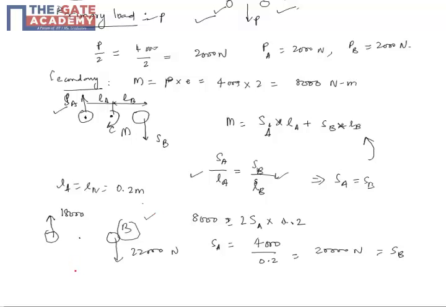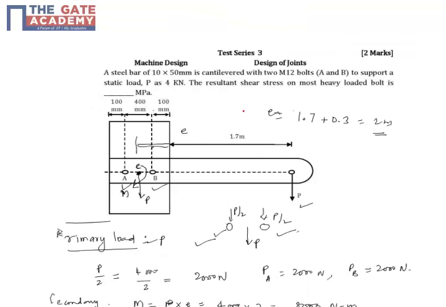So the shear stress based on B will be the total shear load, combining primary and secondary, divided by the area of cross section. Remember it's an M12 bolt, so the nominal diameter is 12. So 22,000 Newtons divided by pi by 4 d square gives 195.4. This is Newton per mm square, so 195.4 MPa is the stress on this bolt.